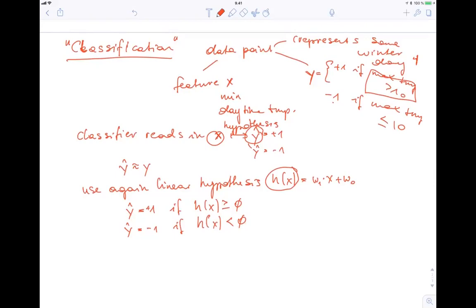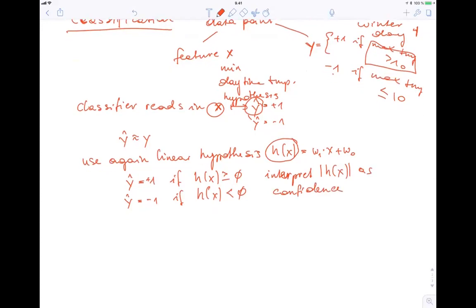Well, it turns out to be very useful because we can interpret the magnitude or the absolute value of this predictor as the confidence. Confidence in Y hat. So Y hat, the classification itself, we obtain just by thresholding the value of the hypothesis. So if it's larger or equal than zero, we predict the label as plus one. If the hypothesis is smaller than zero, we predict the label as minus one.